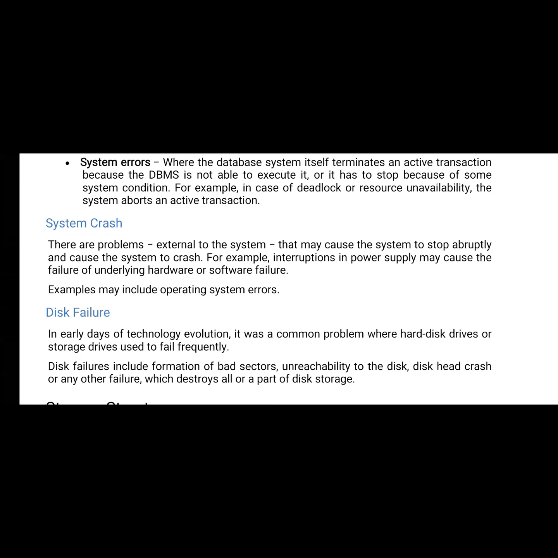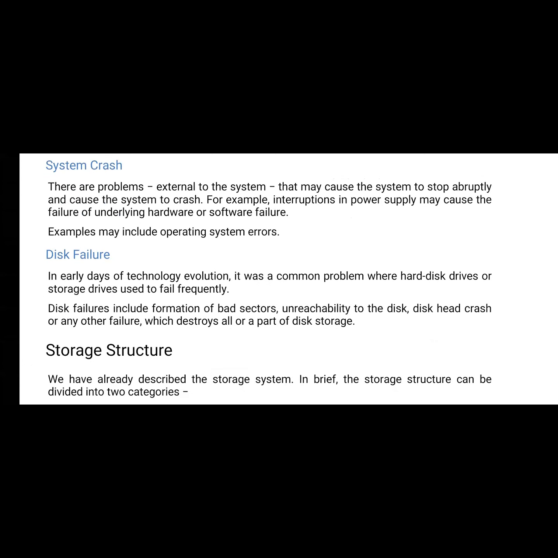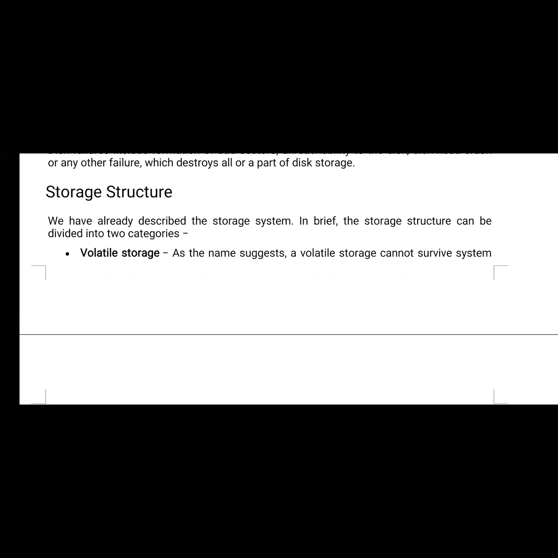Next, examples may include operating system errors and disk failure. In the early days of technology evolution, it was a common problem that hard disk drives or storage drives used to fail frequently. Disk failures include the formation of bad sectors, unreachable disk, a disk head crash, or any other failure which destroys all or part of the disk storage. So in some situations like transaction failures, system crashes, or disk failure, you try to recover the data from the database if those transactions are committed to the disk. I hope all of you are able to understand this.